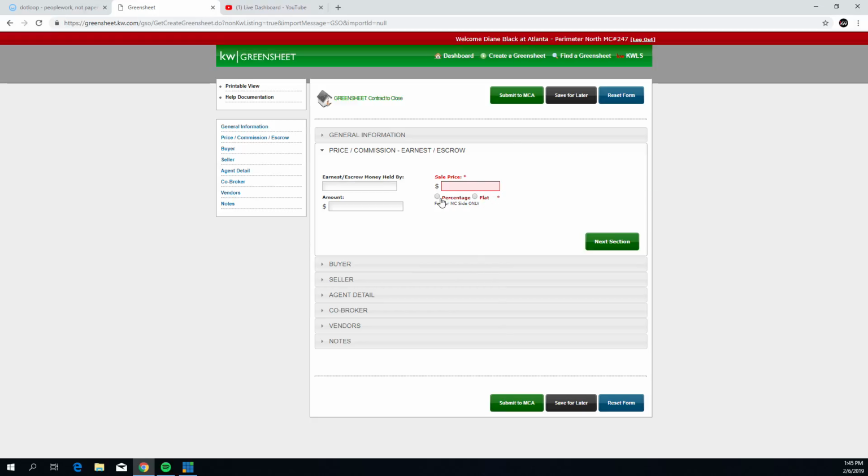Percentage. Now, this is important, percentage versus flat. Occasionally, you will have a place where it's just a flat amount. A lot of builders will do this. They'll say, we'll pay you $6,000. That's all we're going to pay you. Okay, well, better than nothing. But then, most of it's a percentage.